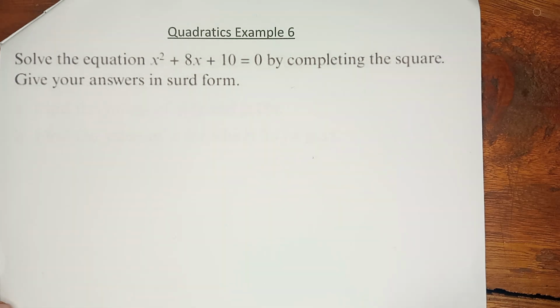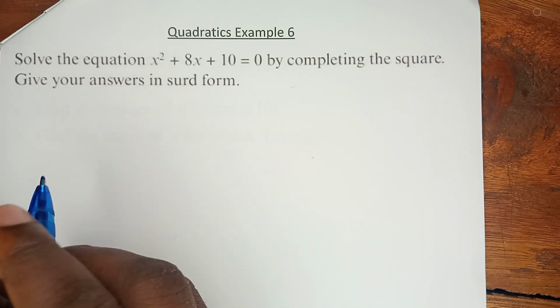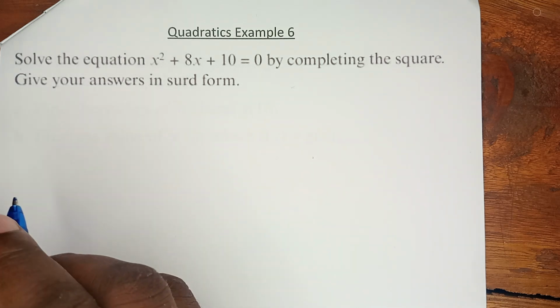I want us now to learn how to solve quadratic equations by the completing the square method. Now that we have learned how to complete the square, we want to apply the method to solve any quadratic equation. In this one, we have x squared plus 8x plus 10 is equal to 0. Solve that one by completing the square, and give your answer in surd form.